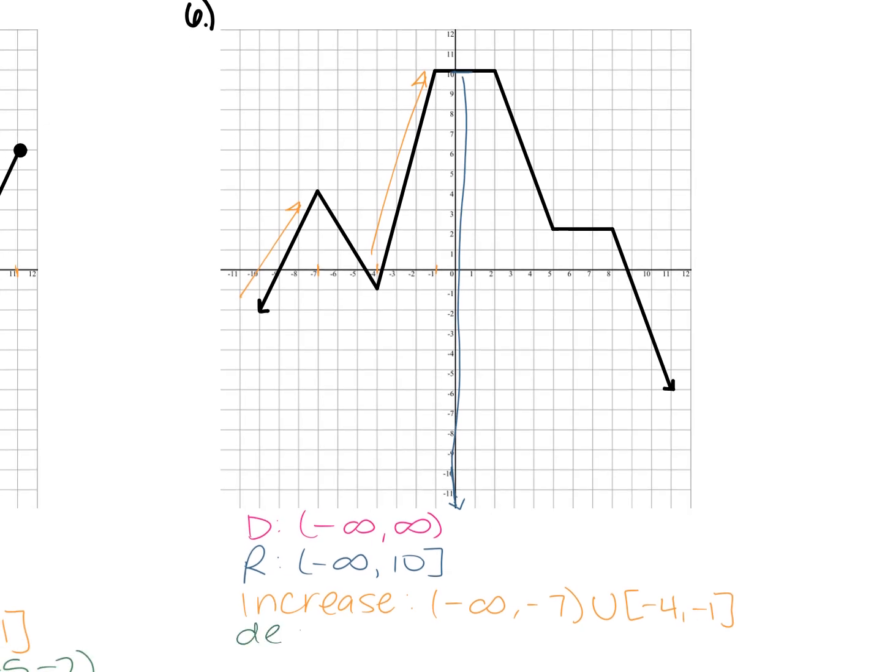Next, you have your decrease. Your decrease happens here, as well as here and here. So we're going from negative 7 to negative 4 with a union from 2 to 5. With a union from 8 to infinity.